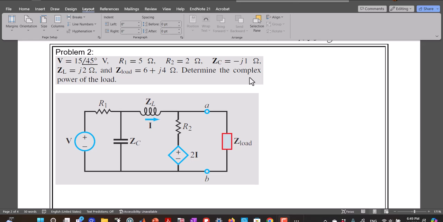Alright, so this time we have to find the complex power of the load. So we do want to pay attention to which thing it is that we're looking for. And, oh good, I did want to do this one.